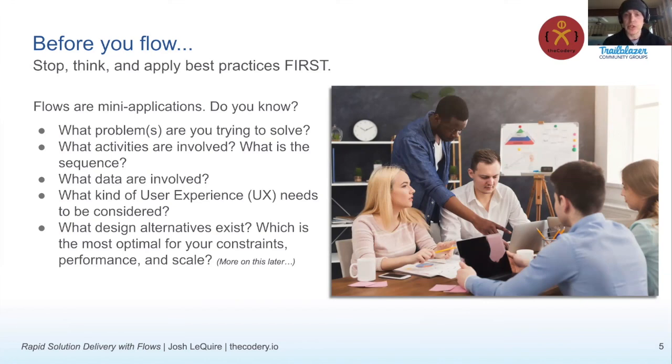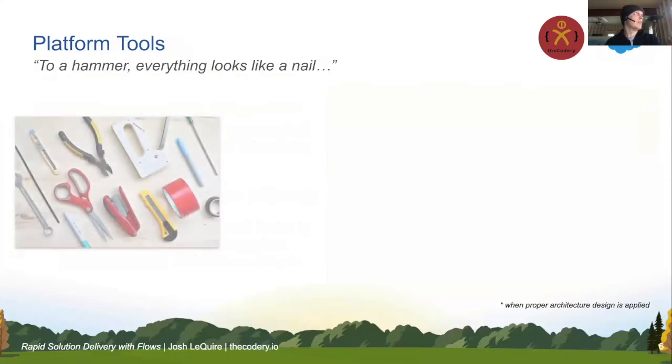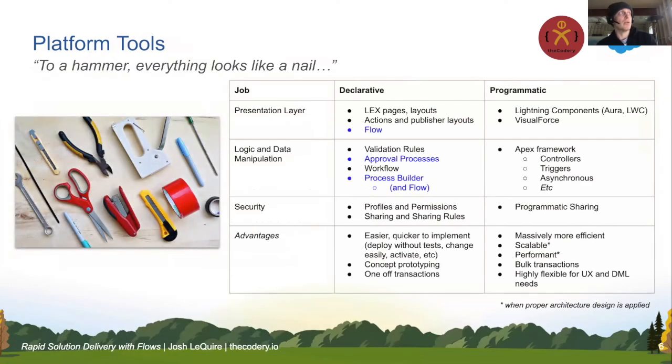What kind of experience needs to take place? Do your users need something a little bit more intuitive, something easier to access, something that needs to go across many objects or perhaps many different types of complex or simple validations and so forth? And what other alternatives exist? They say to a hammer, everything looks like a nail. Well, let's make sure we're using the right tool for the right job. And on that topic, let's take a look at what tools are available to you.